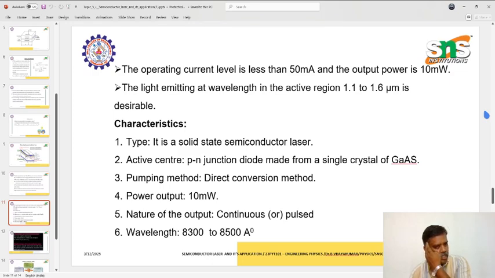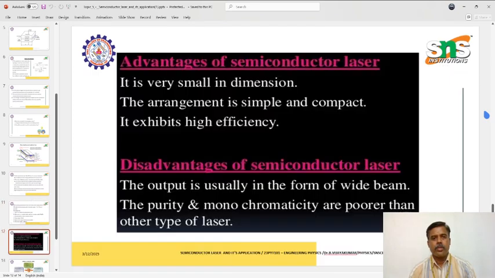Then the characteristics: it is a solid state laser. The active center is a PN junction diode made from a single crystal of gallium arsenide. The pumping method is direct conversion and the power output is 10 milliwatts. It's a very low output device. The nature of the output is continuous or pulsed. The wavelength is 8300 to 8500 angstroms.